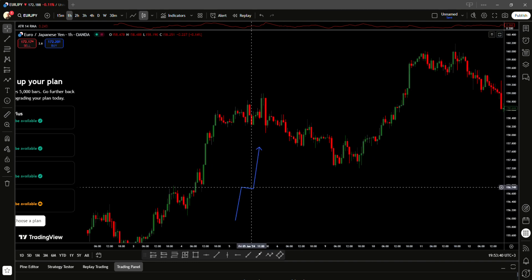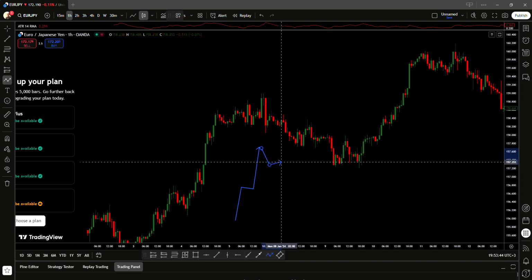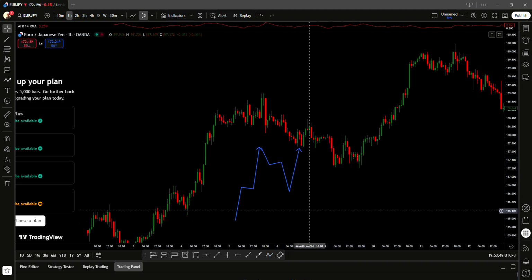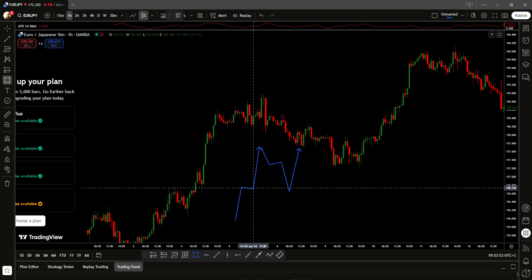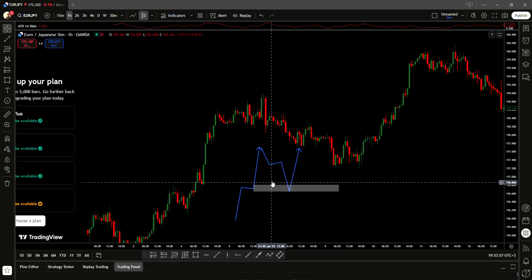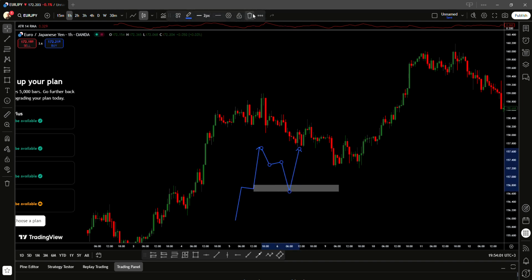Anything like this, we are waiting for something like this here, and then we take it to the previous high. With that, we are going to be having a demand zone in this area like that. So the setup should look like this. Okay, so now let's proceed.